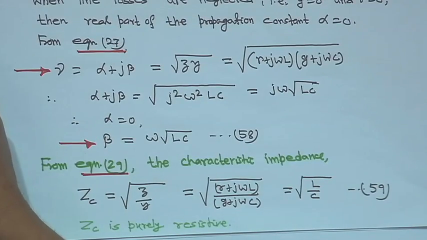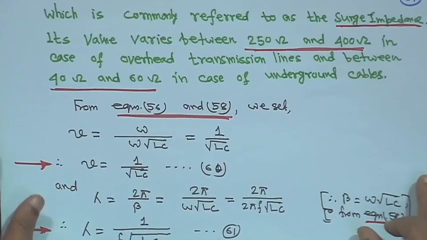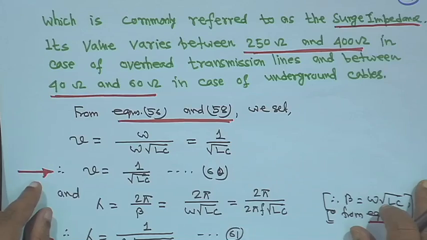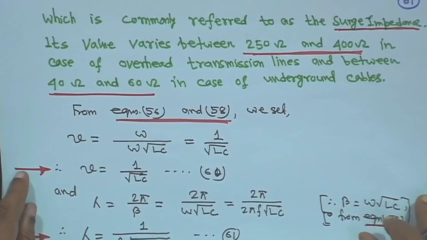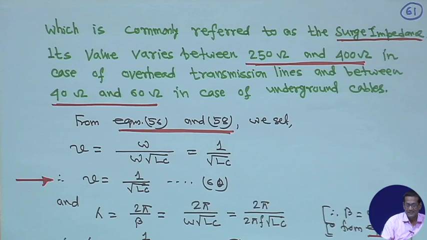Then Z c is commonly referred to as the surge impedance. Its value varies between 250 ohm and 400 ohm in the case of overhead transmission lines, and between 40 and 60 ohm in the case of underground cables.